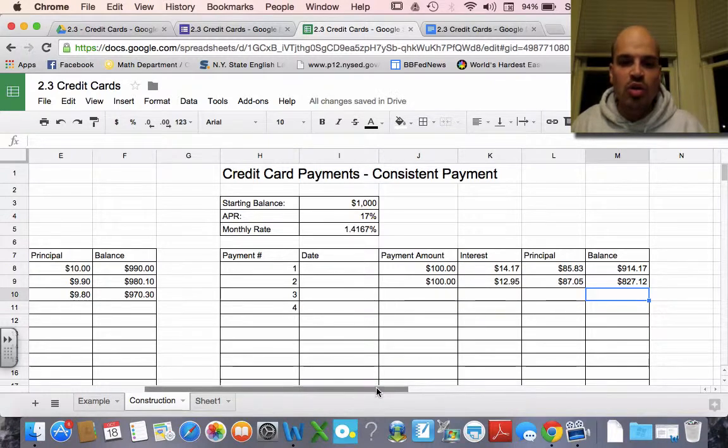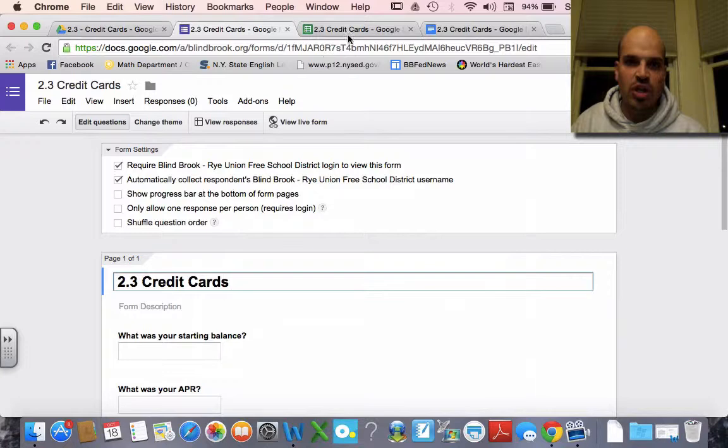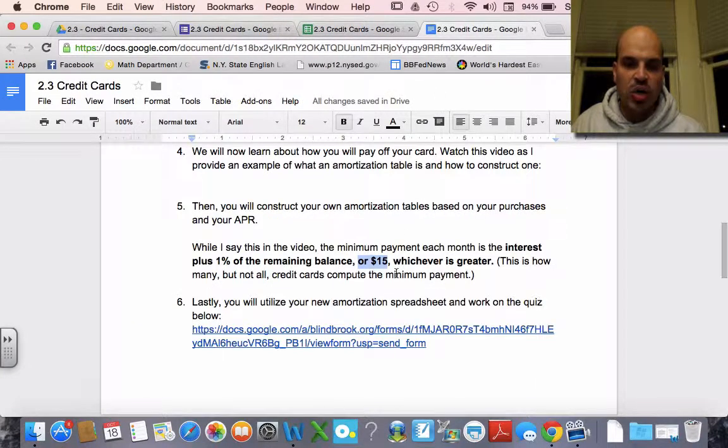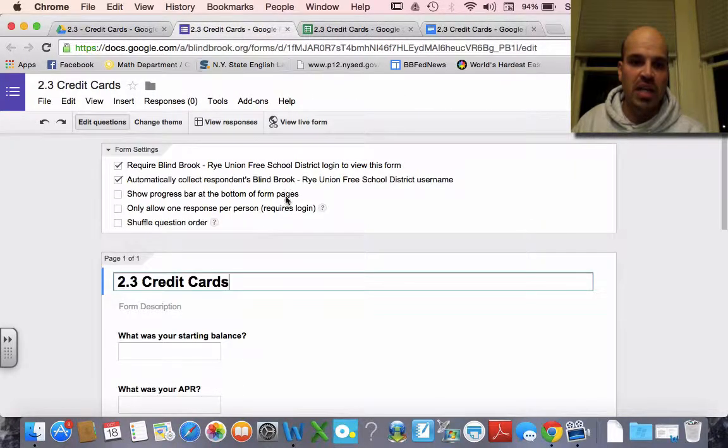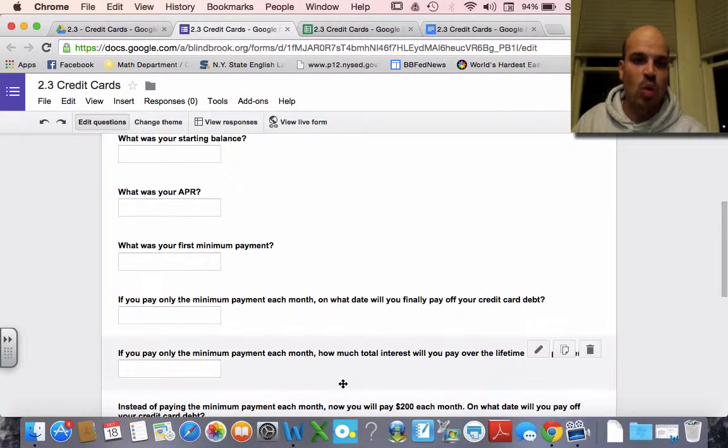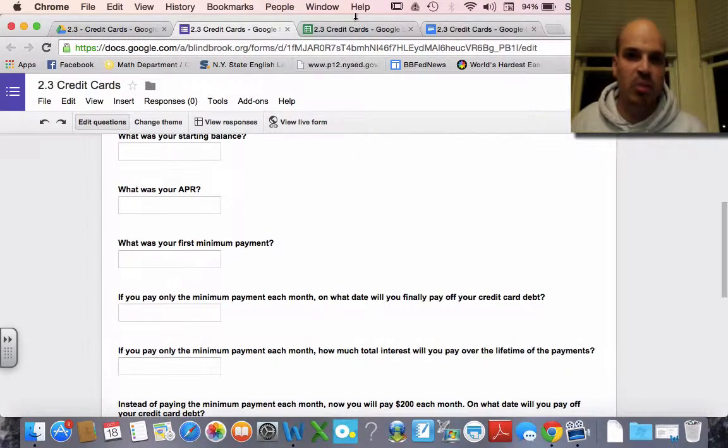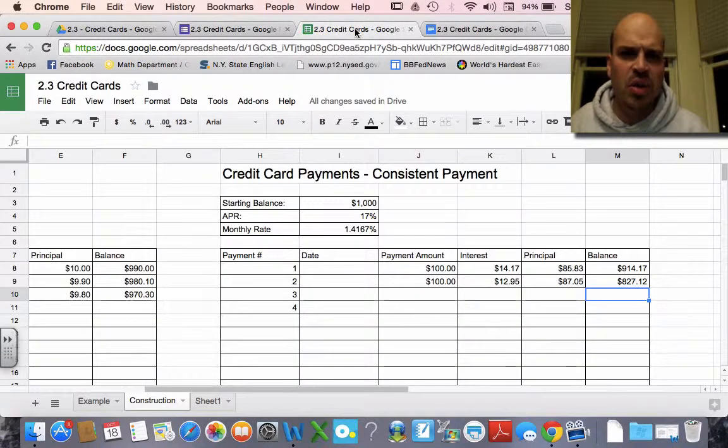So you're going to do this on your spreadsheet. I'm going to share with you a spreadsheet. You're going to fill out your spreadsheet based on your numbers, based on your shopping spree, based on your APR that I give you, and you're going to then take this little quick assessment based on your numbers. And I will be around to help you guys. I know this video is a lot, so feel free to pause it and go through each piece separately. All right. Good job, guys.